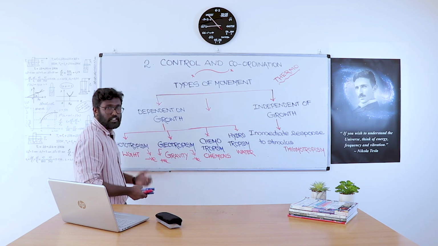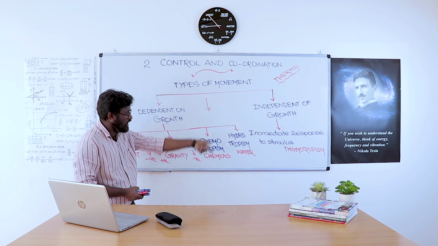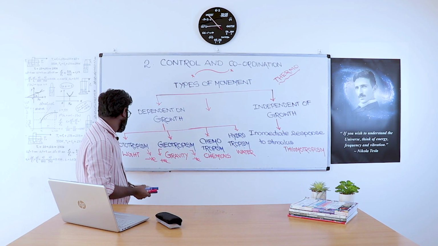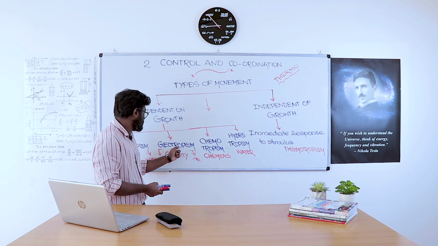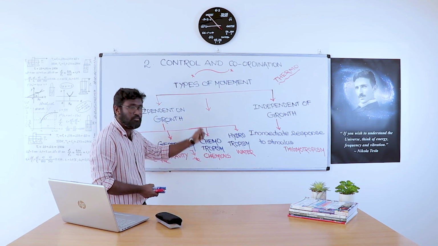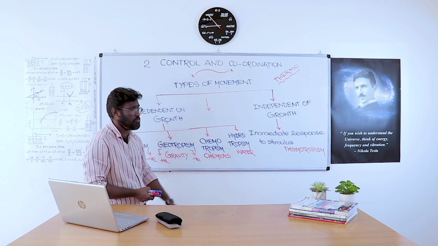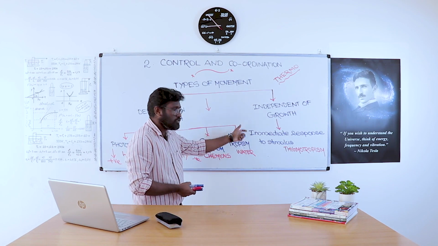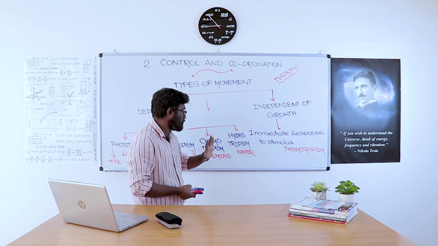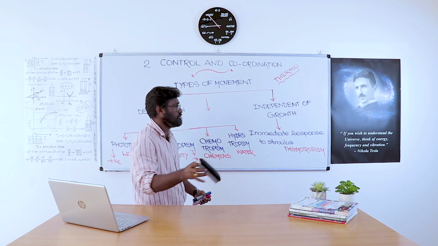So photo is related to light, geo to gravity, chemo to chemicals, and hydro to water. Movement of plant growth towards light is called phototropism. Towards gravity is called geotropism. Towards chemicals is called chemotropism, and towards water is called hydrotropism. That's all about types of movement in plants.